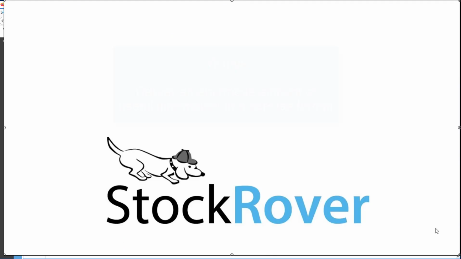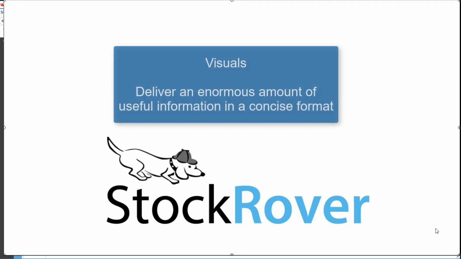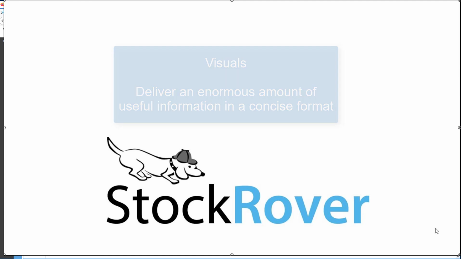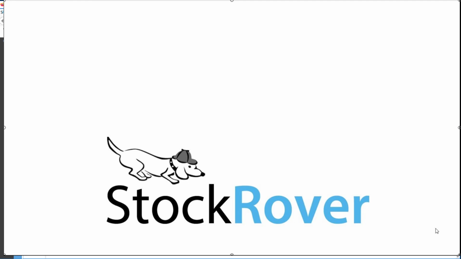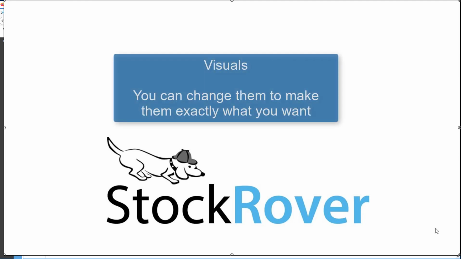As you can see, visuals deliver an enormous amount of useful information in a clear and concise format. It's really as simple as selecting the appropriate tab. There's no heavy lifting required. Also, as we'll see in a subsequent video, you can change the visuals to make them exactly what you want, enabling you to have your go-to sets of charts and tables at the ready.